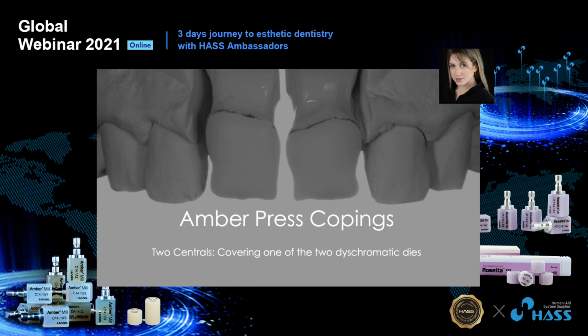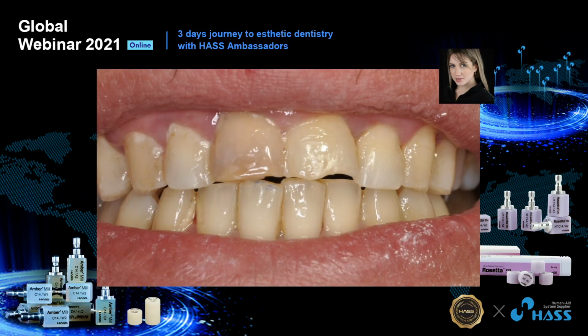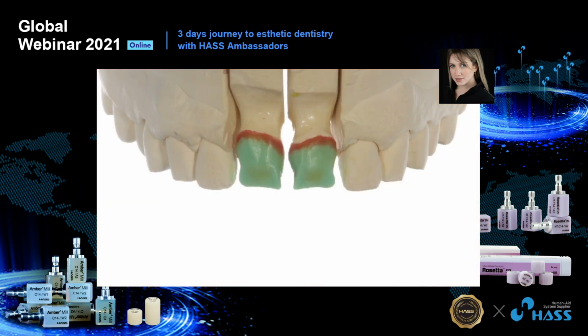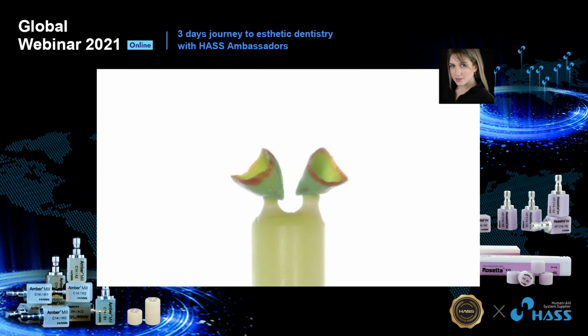So this next case, we have two centrals. The one is a bit dyschromatic. Here we have the initial situation of the patient. From the picture we can see that one of the dies seems to be kind of dyschromatic. So I chose to make two simple copings, two wax patterns. I attach the sprues and prepare for investing to follow the lost wax technique.